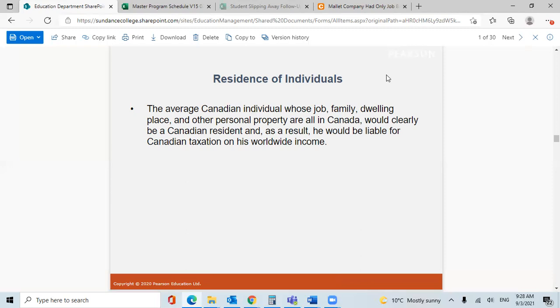And at the same time, if a person is a non-resident, the Part 1 tax will only apply to Canadian employment income or Canadian business income and gain on disposition of taxable Canadian property. So for non-residents, you're only liable for the Canadian side of your income. Now we talk about the residence of individuals. The definition concept is the average Canadian individual whose job, family, dwelling place, and other personal property are all in Canada. He will clearly be a Canadian resident, and as a result, he will be liable for Canadian taxation on his worldwide income. So that's the definition for residence.